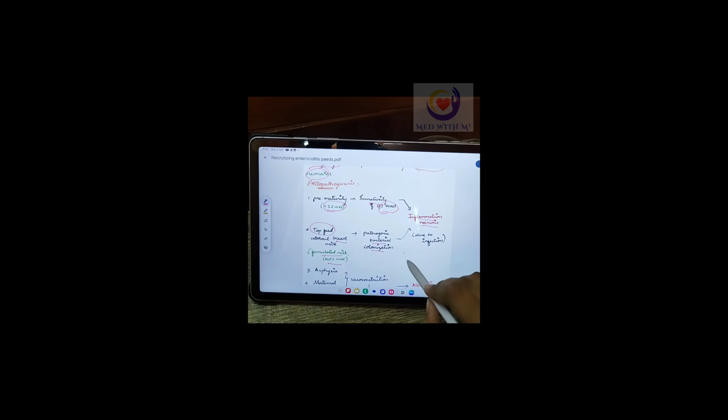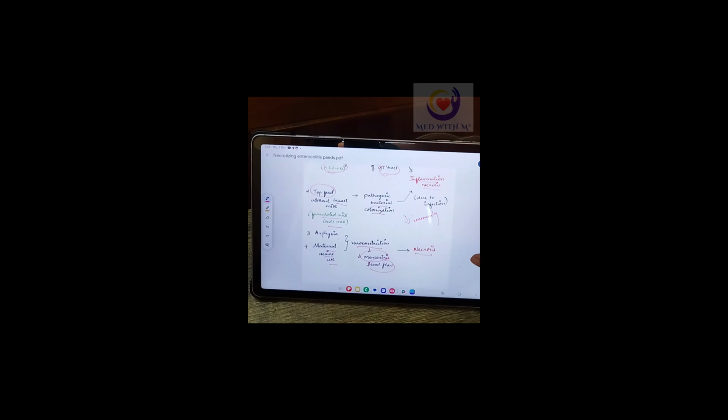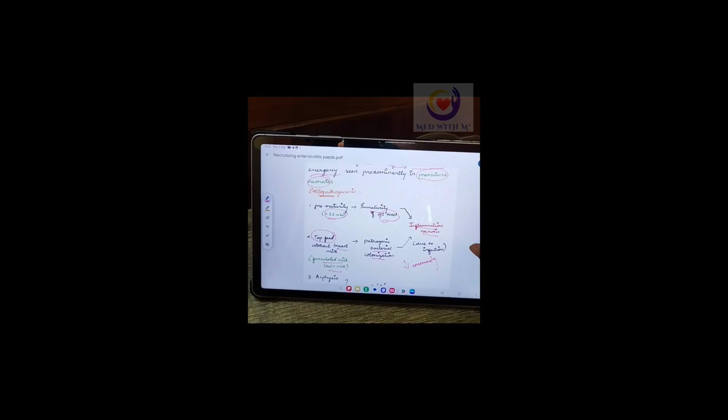Then other reasons are asphyxia and maternal cocaine use. It will cause vasoconstriction, which will reduce the blood flow to the mesenteric artery and cause necrosis. These are the etiologies causing NEC.